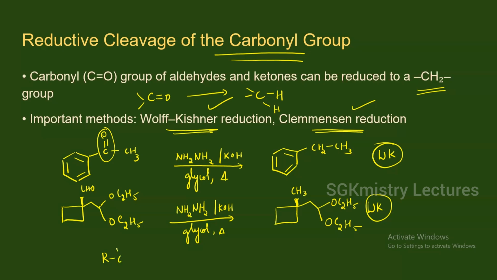Clemmensen reduction, RCO, CH3, just the general reaction I'm going to show. So zinc amalgam, concentrated HCl. As I already told, here acidic conditions are used. This is Clemmensen reduction. So you're going to get RCH2, CH3. So this is with respect to the reductive cleavage of the carbonyl group, how the C double bond O group can be converted into the CH2 groups.